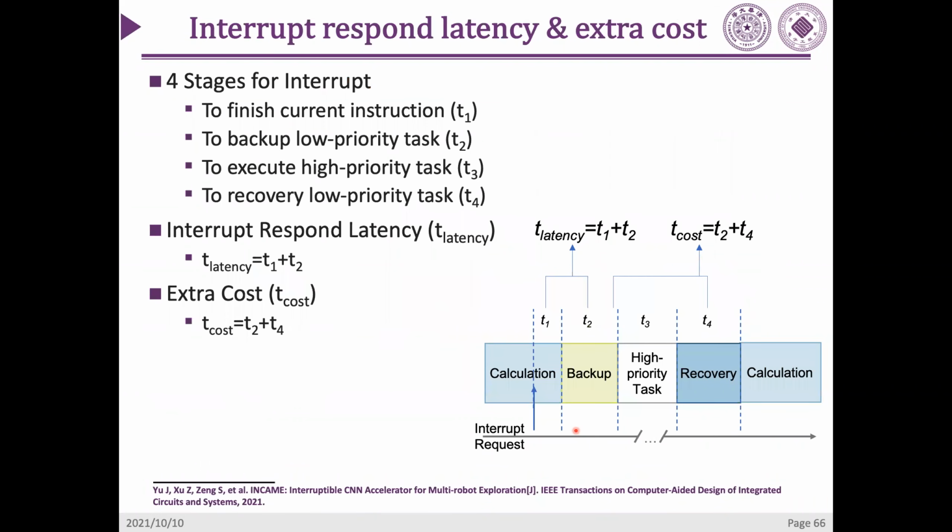There are four stages of the interrupt. The first is to finish the current instruction, back up the lower priority task, execute the high priority task, and finally recover the low priority task. So there will be latency and cost. We are trying to lower both the interrupt response latency and the extra cost.